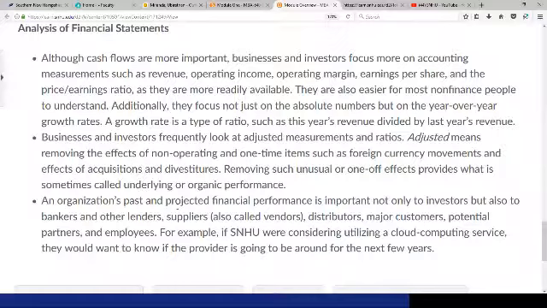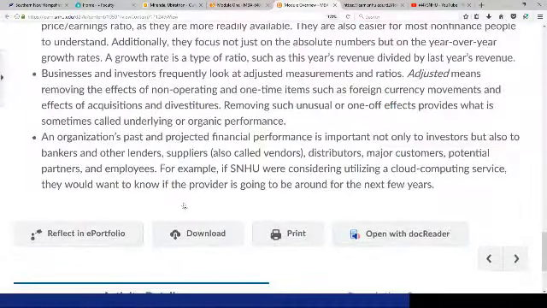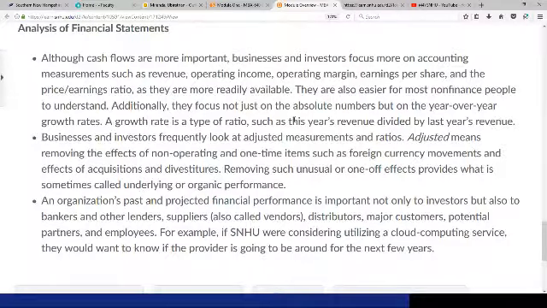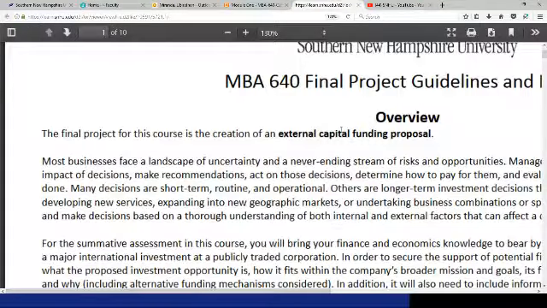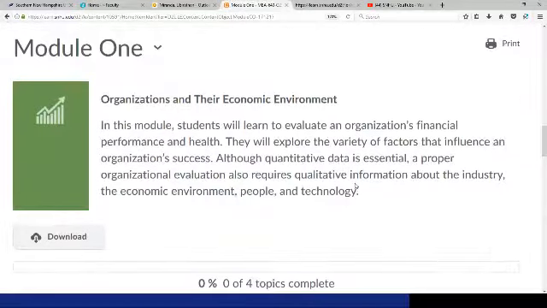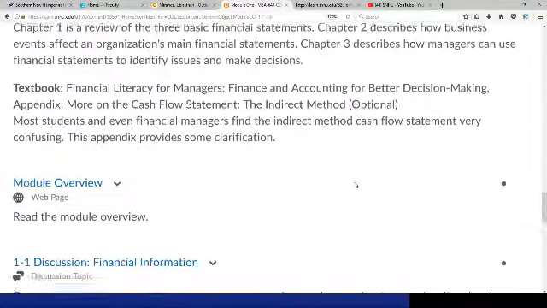An organization's past and projected financial performance is important not only to investors, but also to bankers and other lenders, suppliers, also called vendors, distributors, major customers, potential partners, and employees. For example, if SNHU were considering utilizing a cloud computing service, they would want to know if the provider is going to be around for the next few years. So it's important for us to understand the financial health of the company, and we do that by looking at the financial statements.